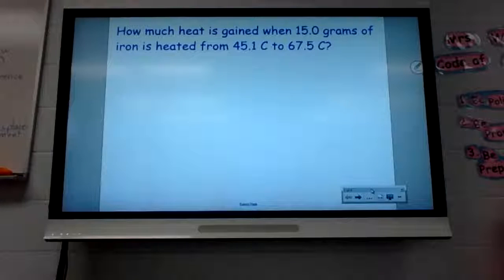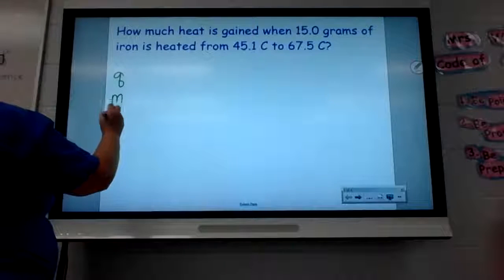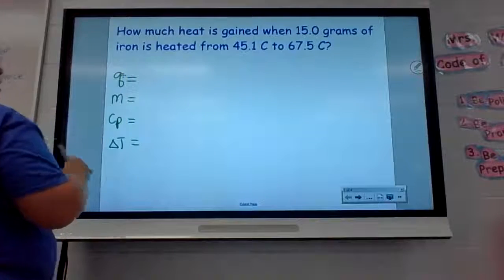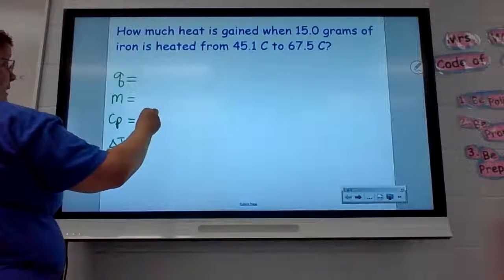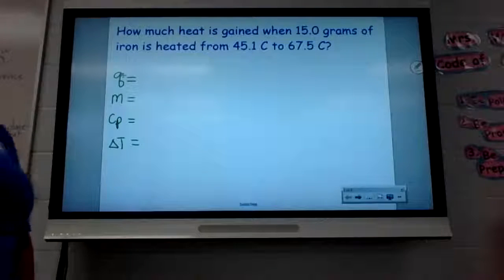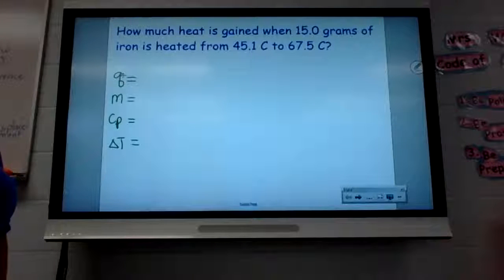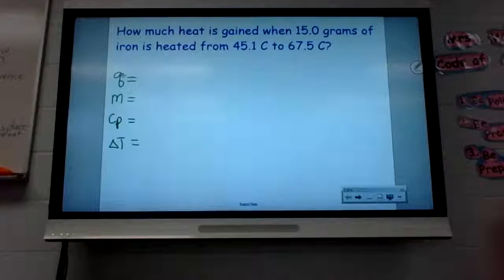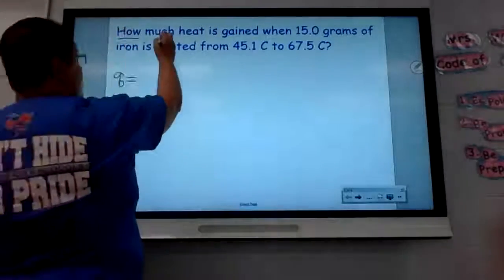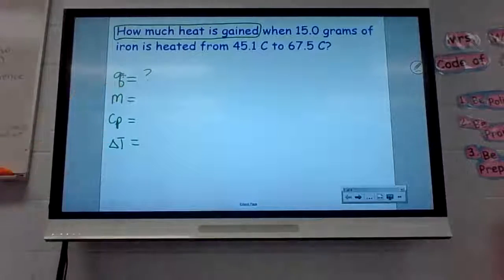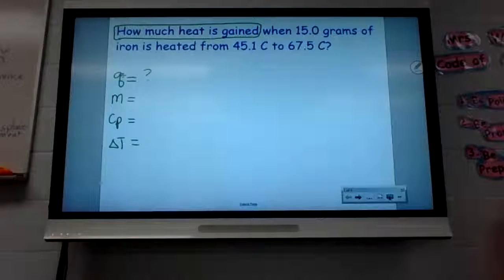All right. So if we look at the question, we know that these are our variables. When you read the question, Q was heat lost or gained, CP is specific heat. Unless the question says, what is the specific heat, you are not looking for CP. Did everybody hear me say that? So, when it says how much heat is gained, you're looking for what letter? You're looking for Q. So the other three have to be in the question. So, what is 15.0 grams?